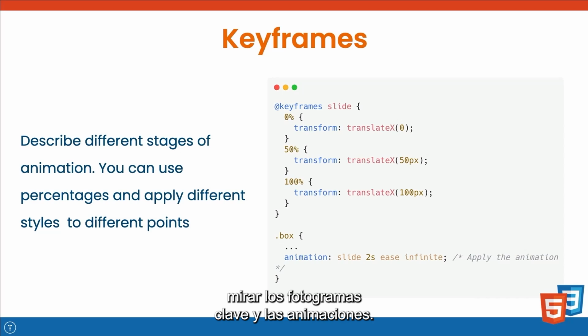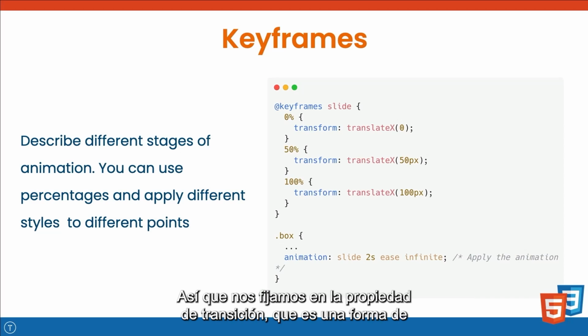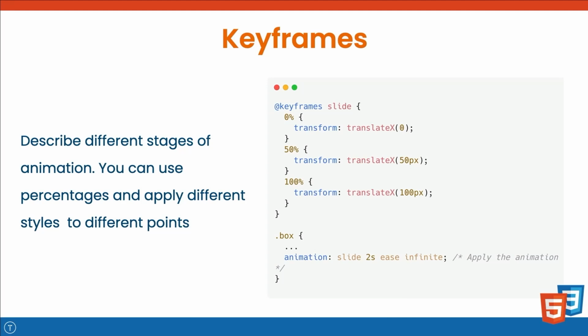All right, so we looked at the transition property, which is one way of animating elements. Now we're going to look at CSS keyframes, which is another way. Keyframes allow you to create pretty complex animations by defining the start and end points of an animation, and also any point in between.